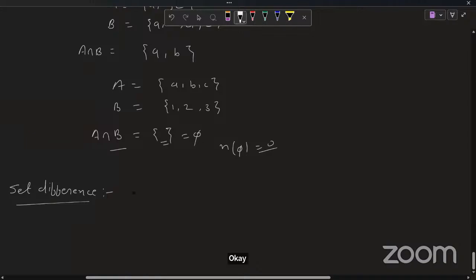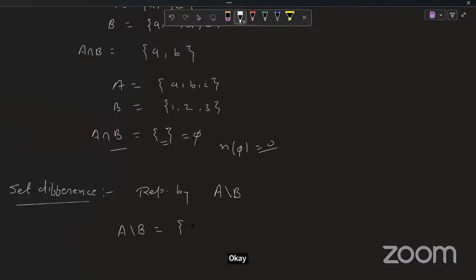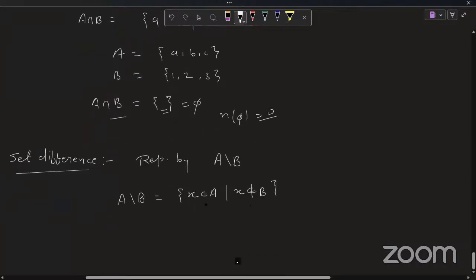Okay, set difference. It is represented by A difference B and defined like this. We will collect all the elements X from A such that X is not inside B. So we are taking X which are inside A and which are not inside B.